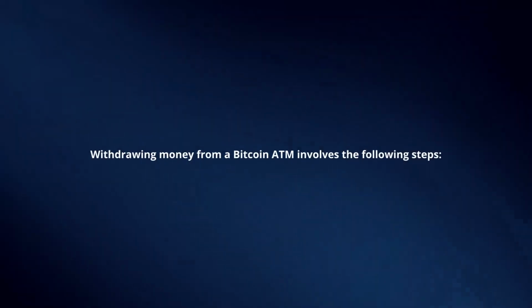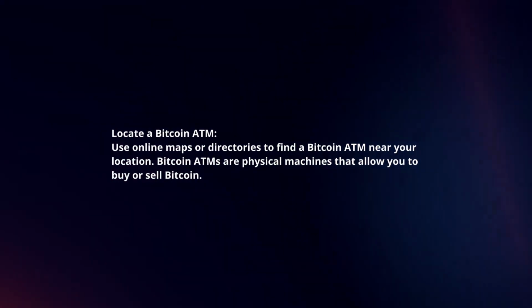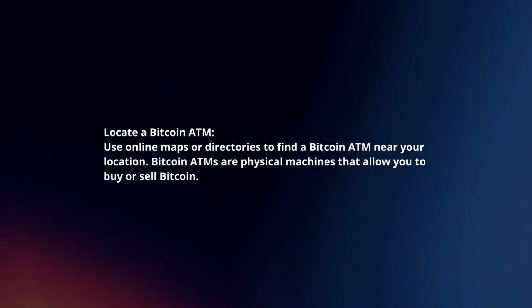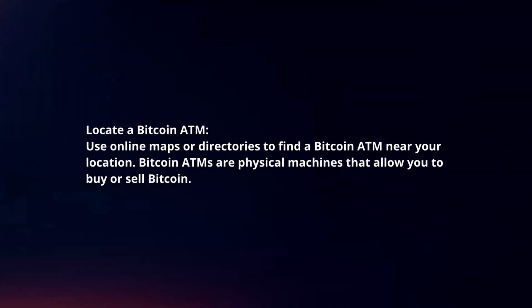Withdrawing money from a Bitcoin ATM involves the following steps. Locate a Bitcoin ATM. Use online maps or directories to find a Bitcoin ATM near your location. Bitcoin ATMs are physical machines that allow you to buy or sell Bitcoin.